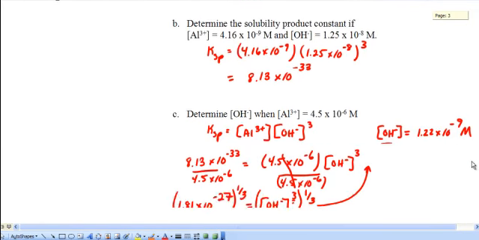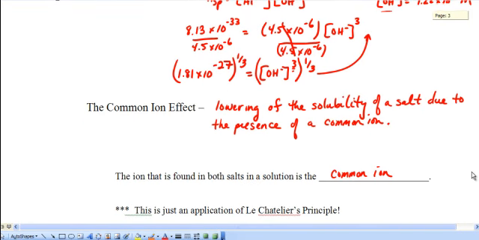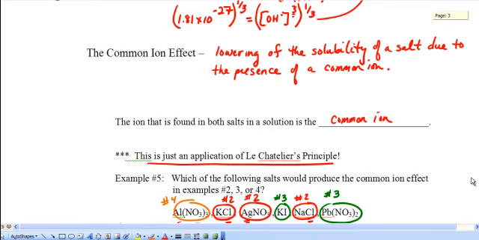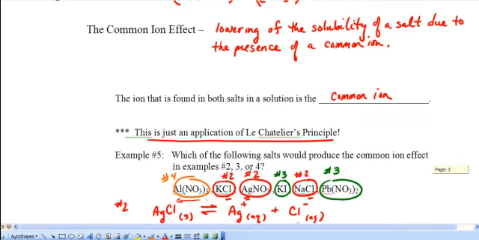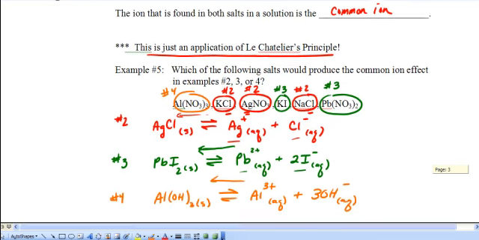And finally, the common ion effect is simply an application of Le Chatelier's principle, where you can cause less of the solid to dissolve by adding an ion that is on the product side, so that it pushes the equilibrium back over to the left and does not allow that solid to dissolve. All right? That concludes 18-3.